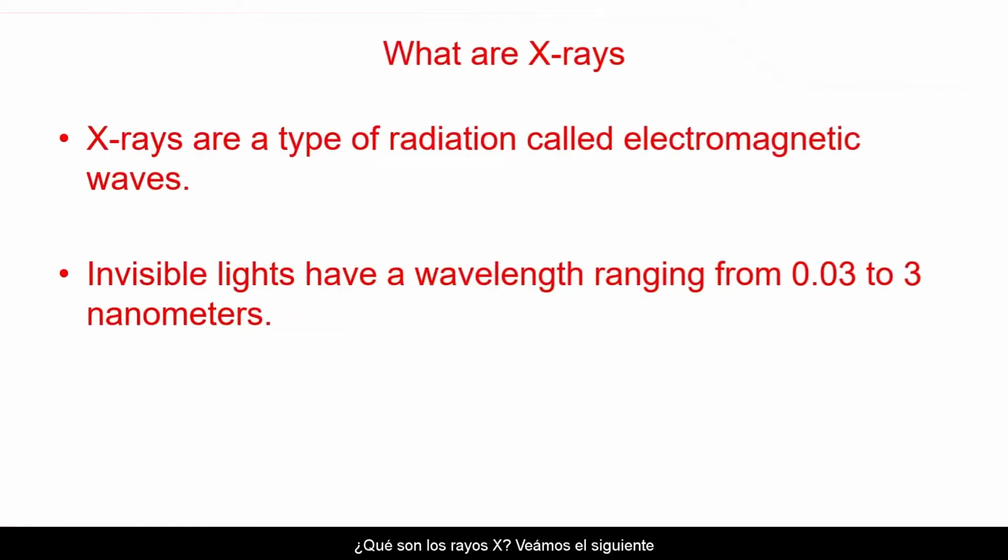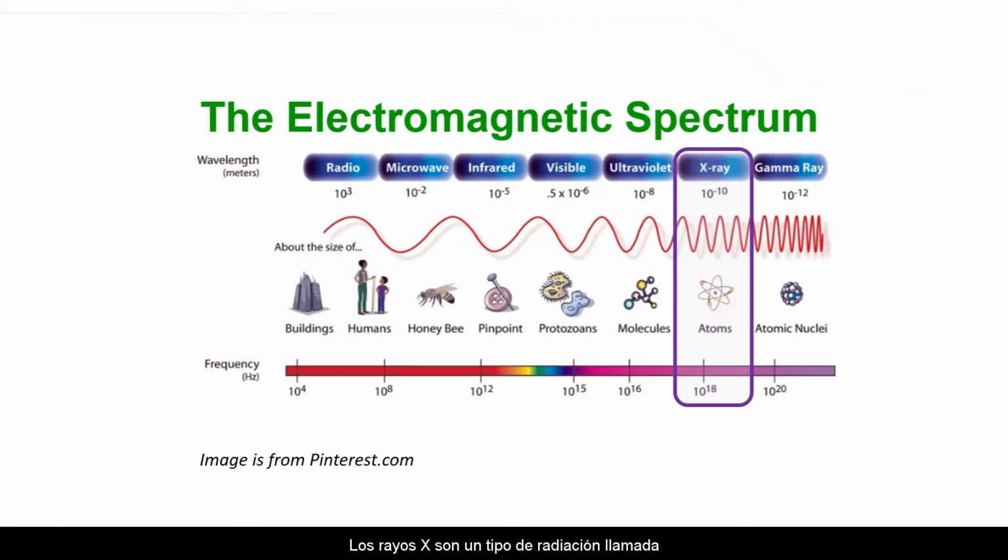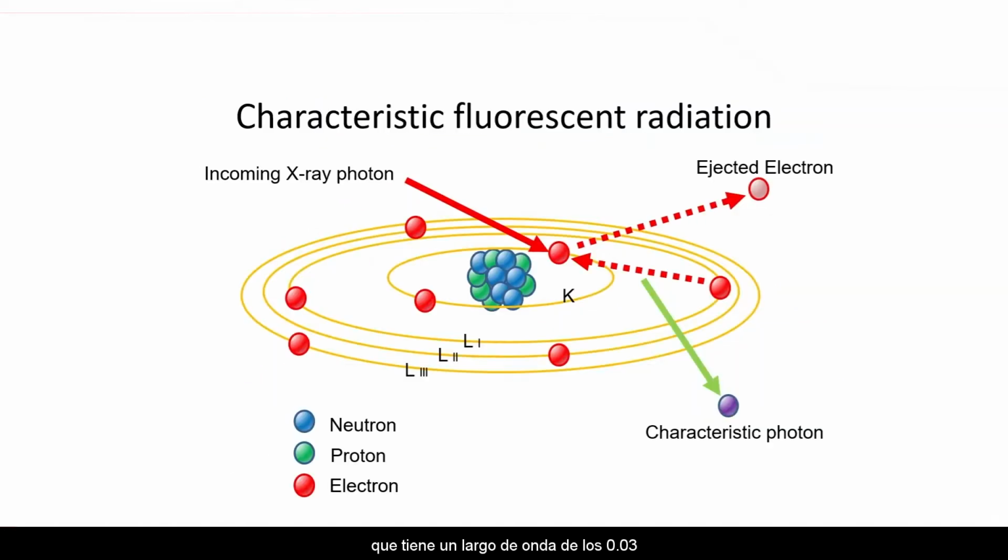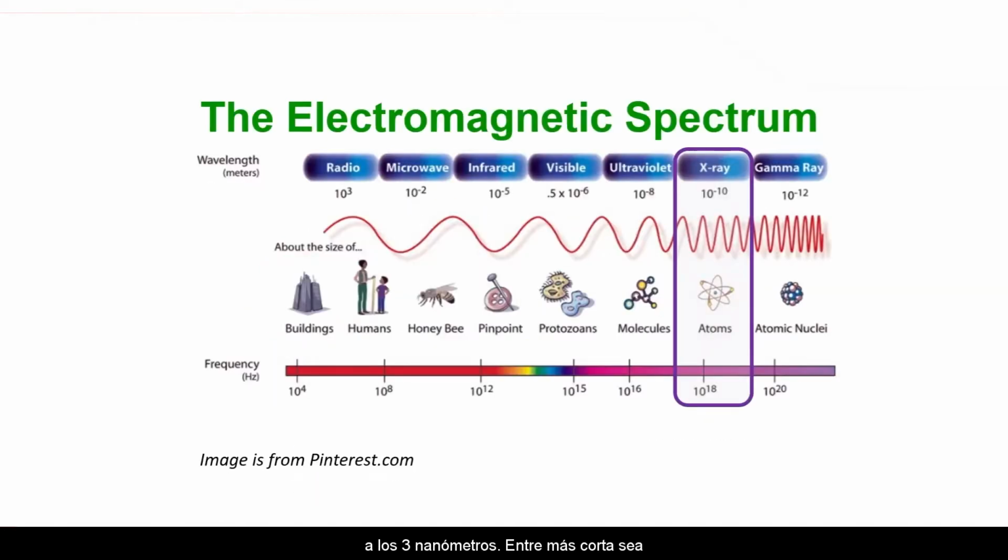What are X-rays? Let's look at the following electromagnetic spectrum so you have an appreciation for where they are in comparison to other wavelengths. X-rays are a type of radiation called electromagnetic waves. They are invisible light that have a wavelength ranging from 0.03 to 3 nanometers. The shorter the wavelength, the more powerful. So in general, the energy is higher. And just so you know, the human eye cannot detect X-ray.